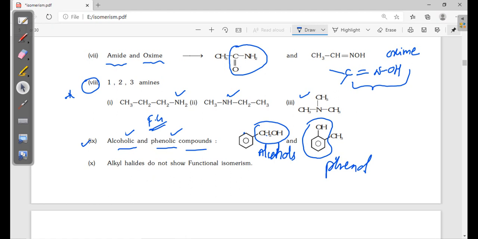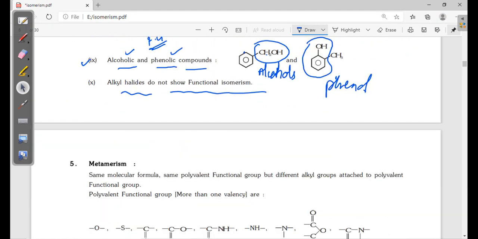Alkyl halides do not show functional group isomerism, because there is only chlorine, and there is no different functional group for that. Okay, over. Now, metamerism.